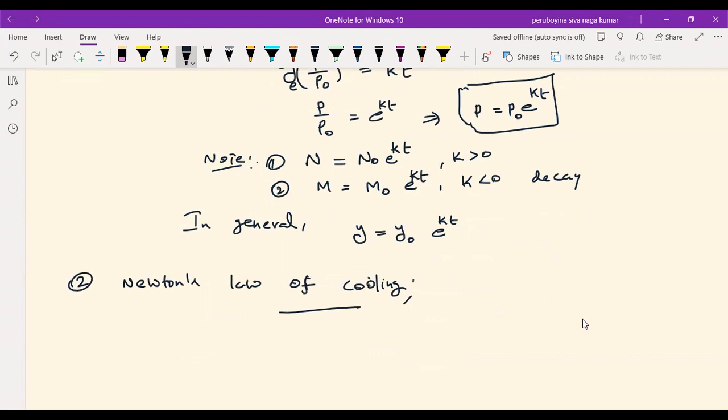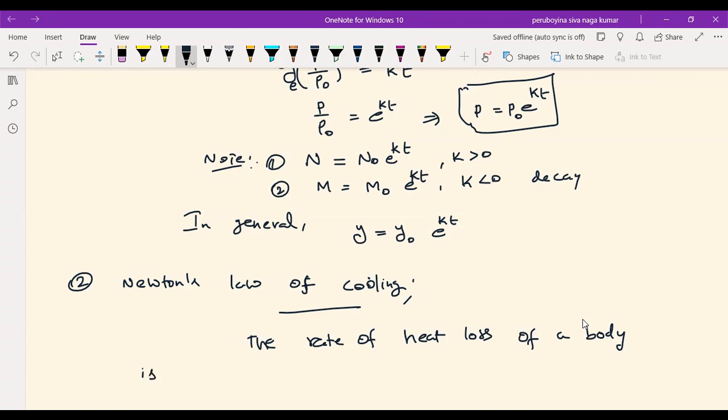So Newton's law of cooling states that the rate of heat loss of a body is directly proportional to the difference of the temperature between the body and its surroundings. This is the statement. Okay. So again, the statement is the rate of heat loss of a body. A little bit it is looking like physics, but it is the most interesting fact about differential equations.